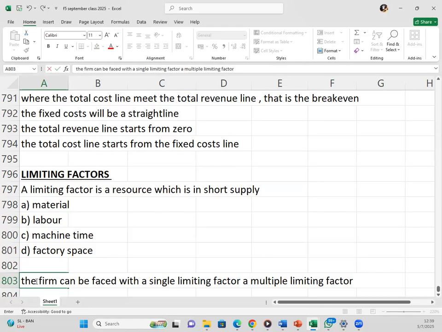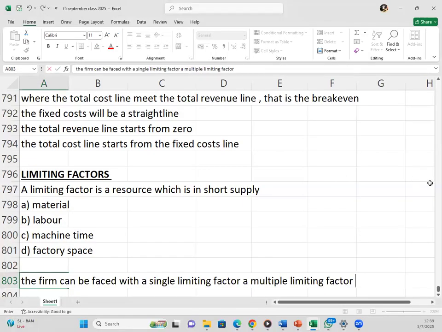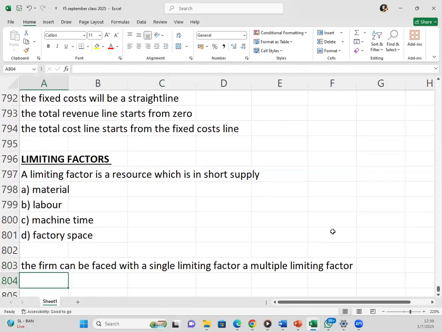The firm can be faced with a single limiting factor or multiple limiting factors. If there is a single limiting factor, we're saying it's only one resource. It could be only material that is limiting us, it could be labor, it could be only machine type, or it could be the factory space. It's only one resource that is limiting us from reaching our maximum capacity.